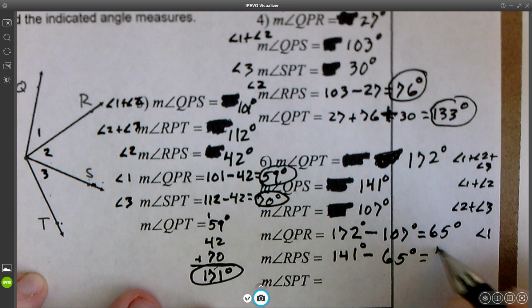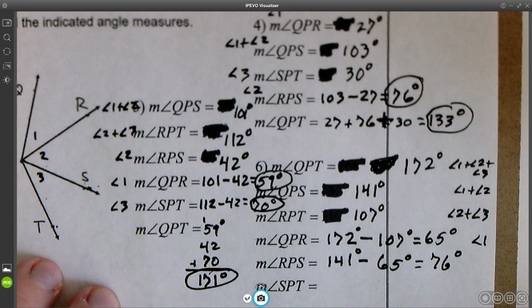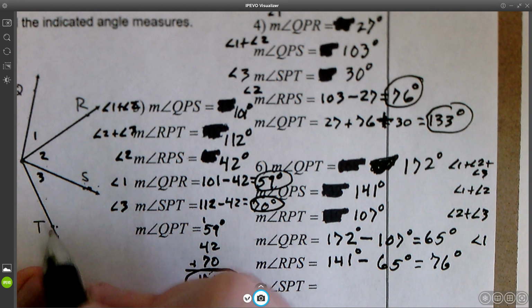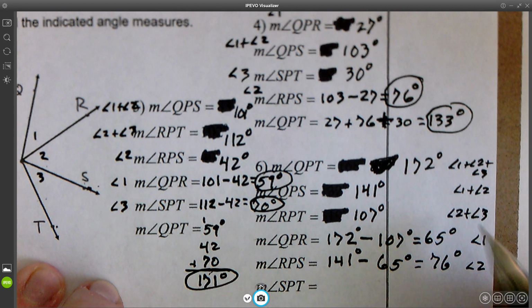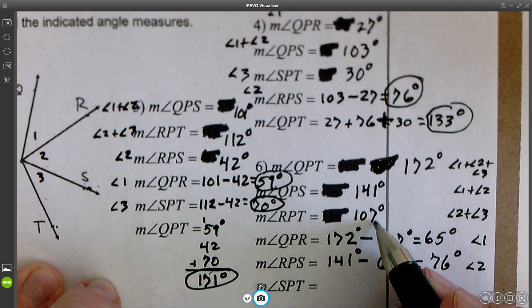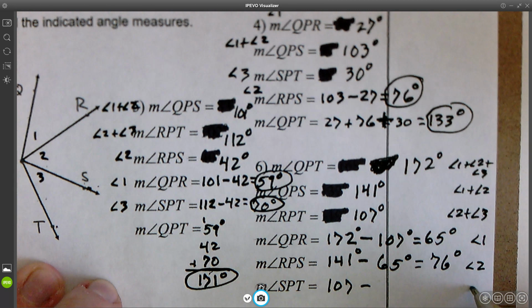Now we've got measure of angle SPT down here at the bottom. So SPT is angle 3. We know what angle 2 is, and we know 2 plus 3 is going to give us the 107. So 107 minus what angle 2 is, so angle 2 is 76 degrees, that should give us 31 degrees left over.